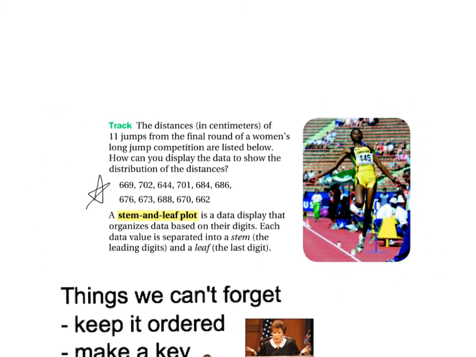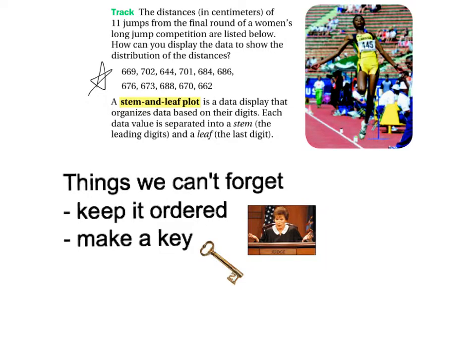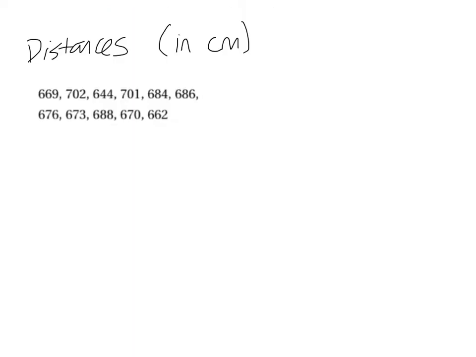But before we make our own stem and leaf plot, we need to remember a couple things. We need to keep it ordered, right? Order in the court, Judge Judy. And we need to make a key, all right? So those two things are incredibly important. So let's go ahead and make our stem and leaf plot. All right, so here we go. I pulled over the distances that are, again, in centimeters from that long jump competition. Again, 11 pieces of data.